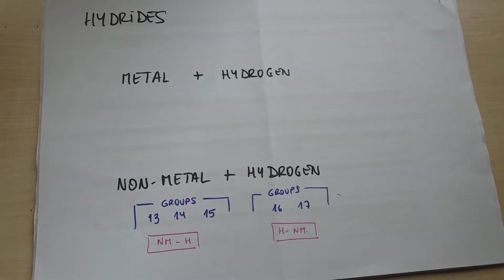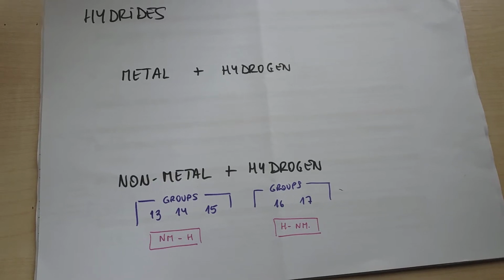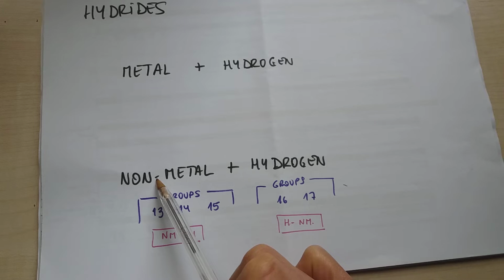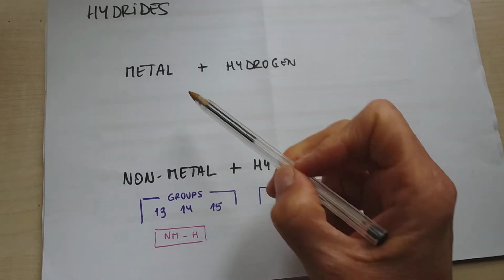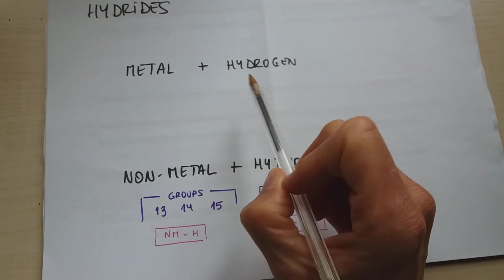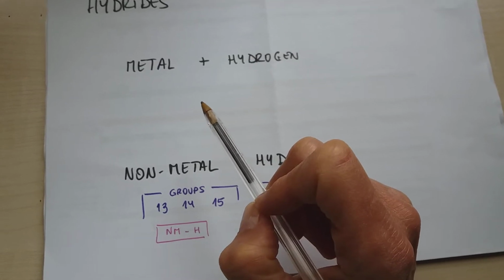As we said yesterday, hydrides are binary compounds composed of a metal with hydrogen or a non-metal with hydrogen. In the case of the metals, it can be any metal that is on the left side of the periodic table combined with hydrogen, and they exchange the oxidation number.